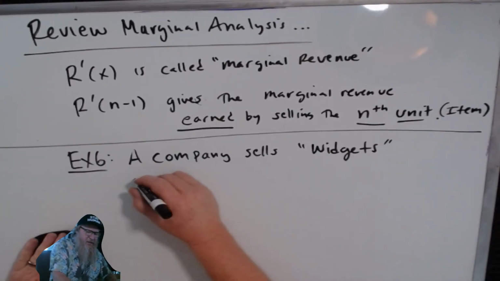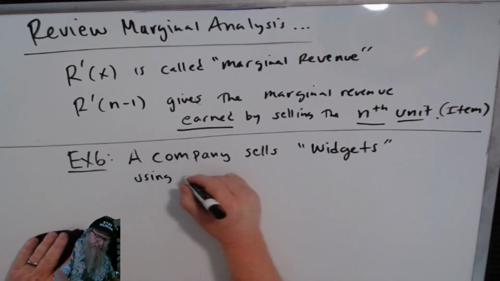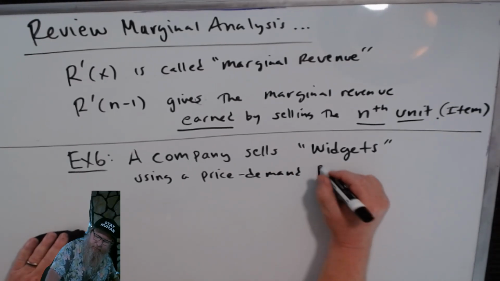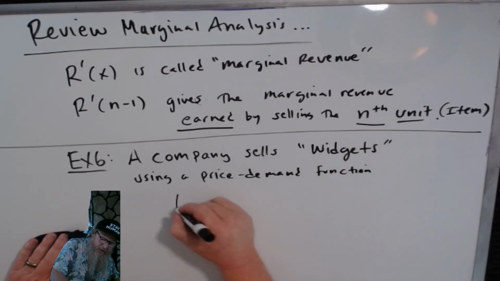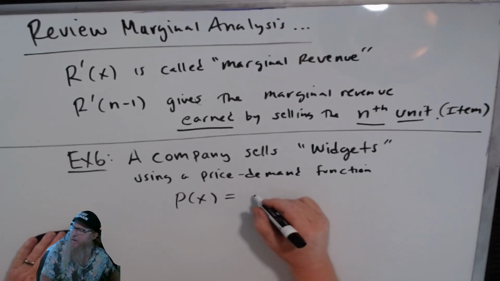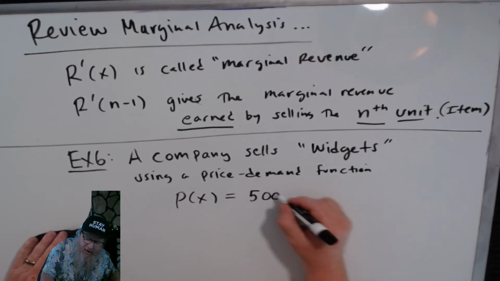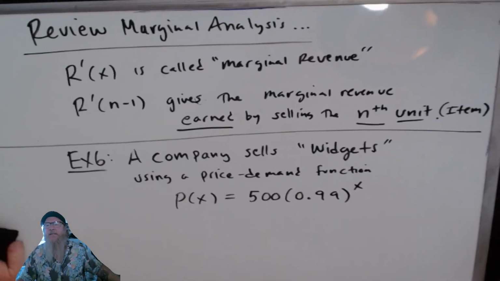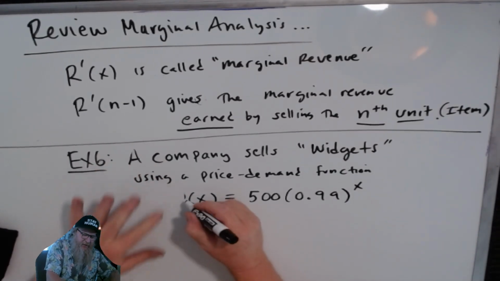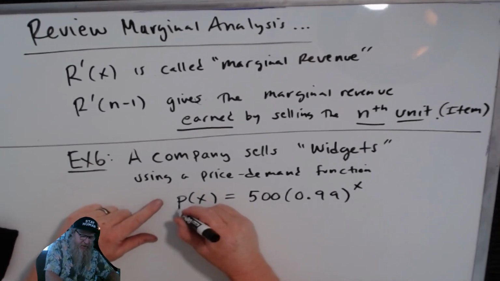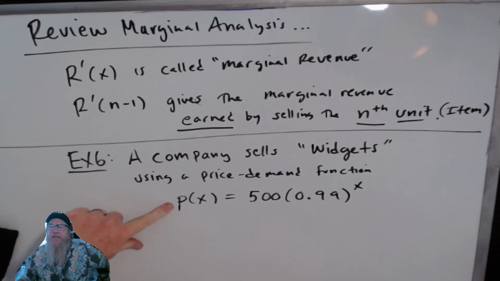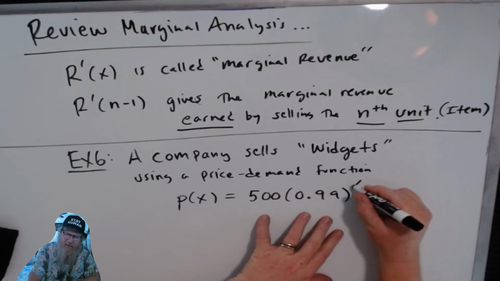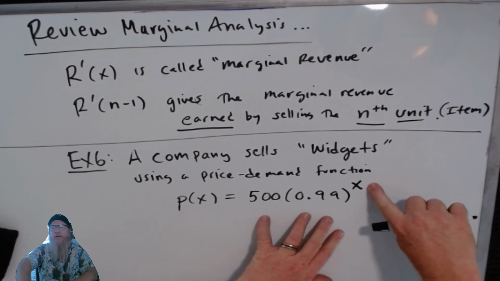And using a price demand function, so here's a question that we could not answer last time. Remember, this p is a lowercase p. You've got to be careful when you write it. It's not profit, it's price. And this is a price demand function where the exponent is a variable.